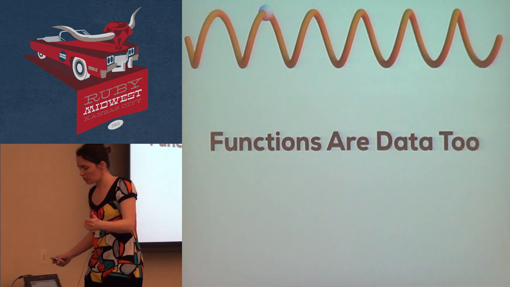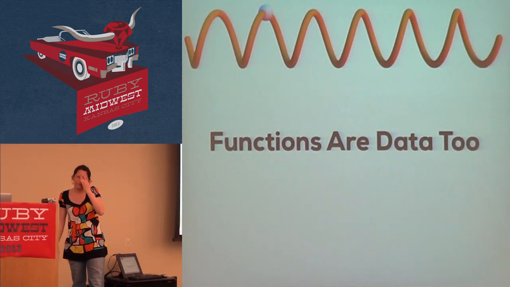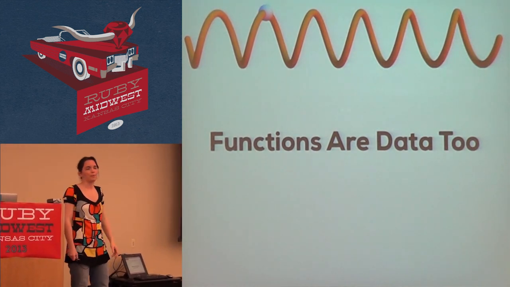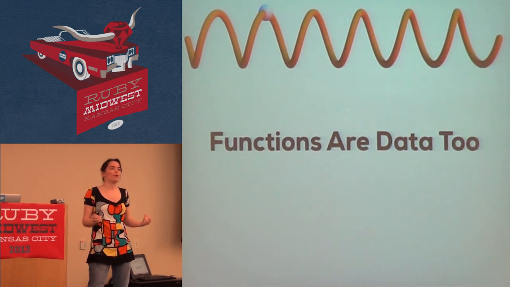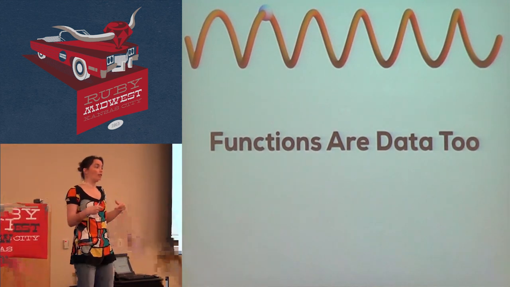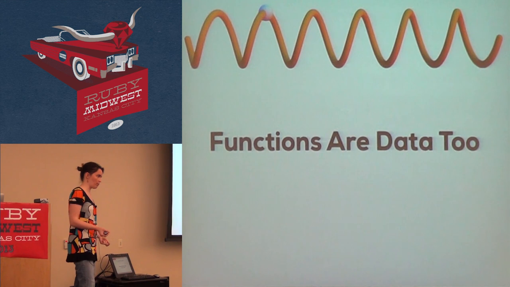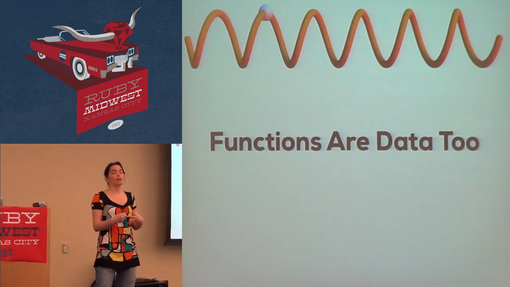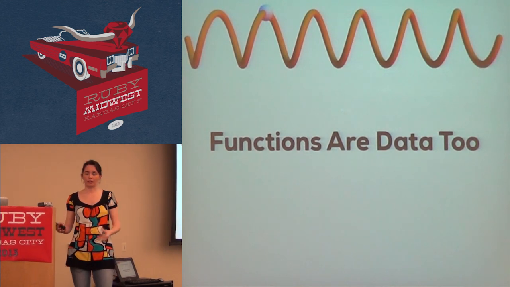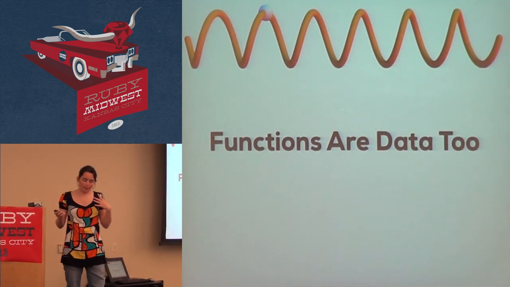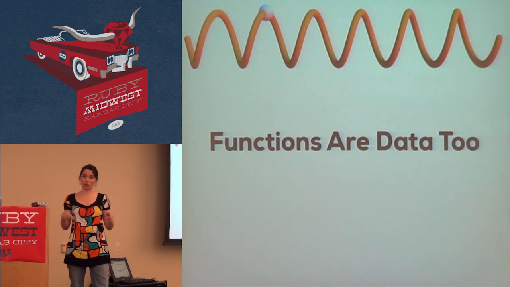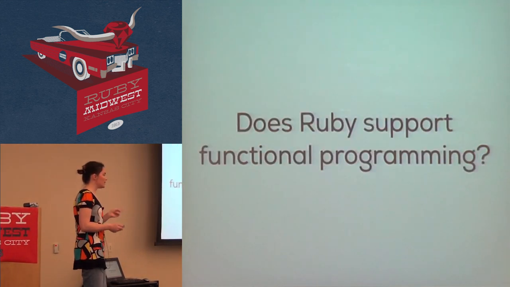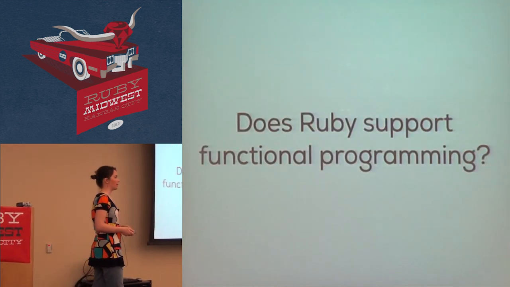Next, functions are data too. This is a little piece of how. Because functional programming is so called because a lot of the strategies that functional programmers use to implement these principles involve passing code around like data. First-class functions, and returning functions from other functions. That's the other one. So does Ruby support functional programming?